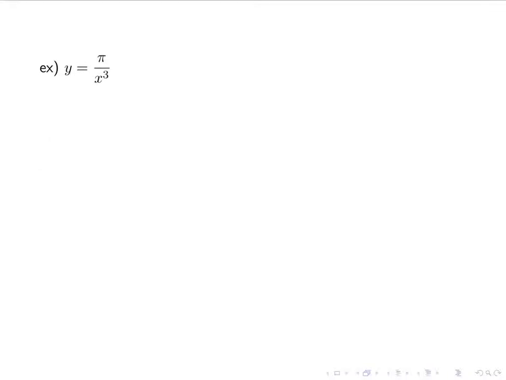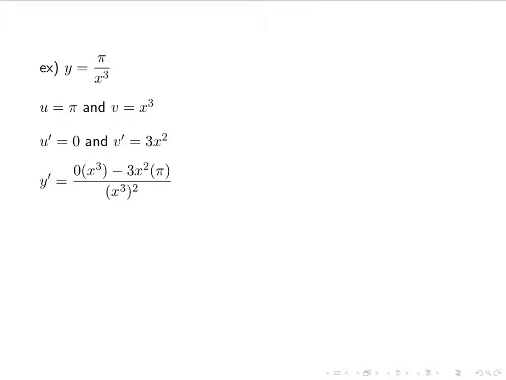Our next example, y equals pi over x cubed. U is pi, v is x cubed. When we differentiate, remember pi is a constant. It's 3.14 something something something. So the derivative is 0. And v prime is 3 times x squared. So plugging it into the formula, I get 0 times x cubed, u prime v, minus v prime u, so minus 3x squared times pi, all over v squared, so x cubed squared.